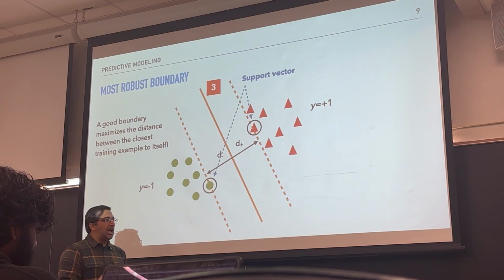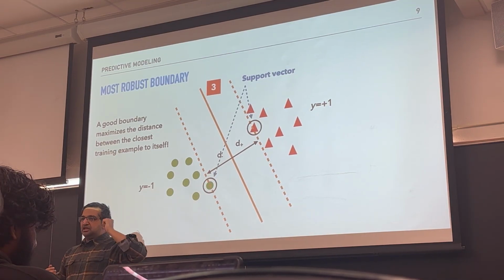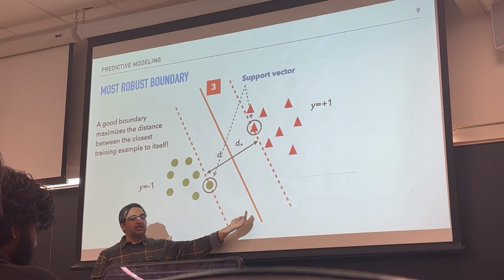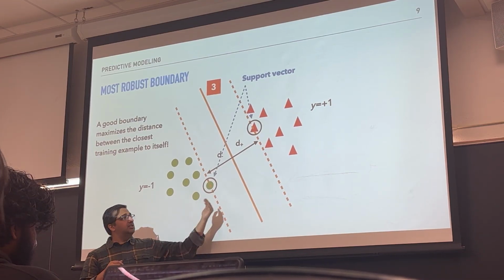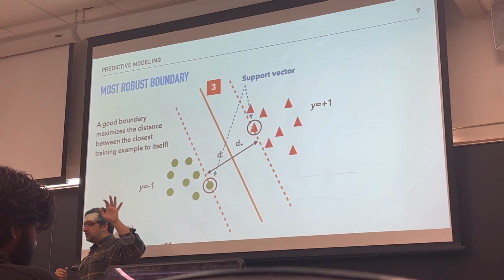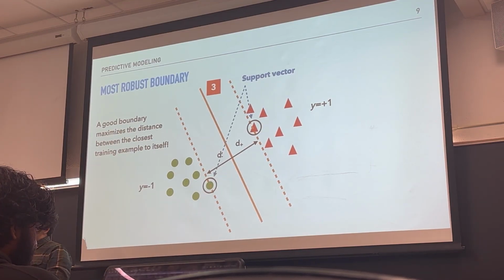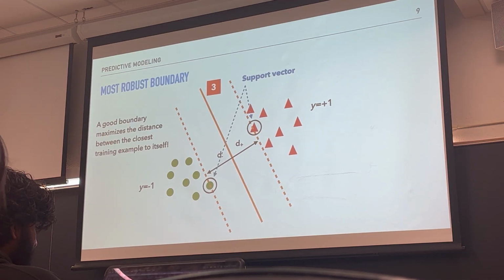The thickness of the slab is given by d minus plus d plus. So d minus is the distance of the classifying hyperplane from the negative class, and similarly d plus is the distance of the classifying hyperplane from the positive class. You sum them up, that's your total margin. You want this to be as big as possible while still classifying the training data perfectly, right?